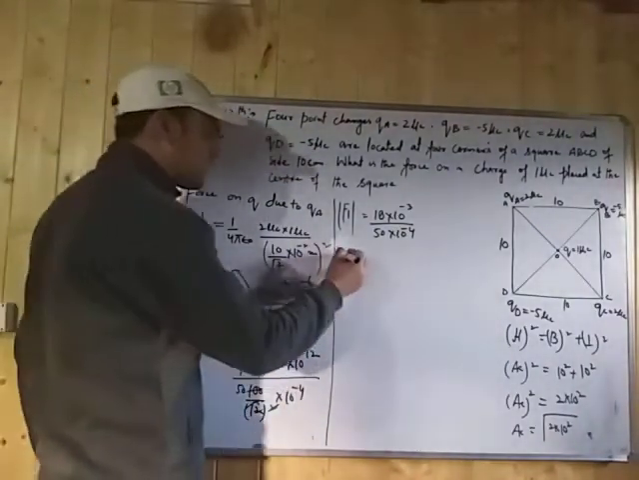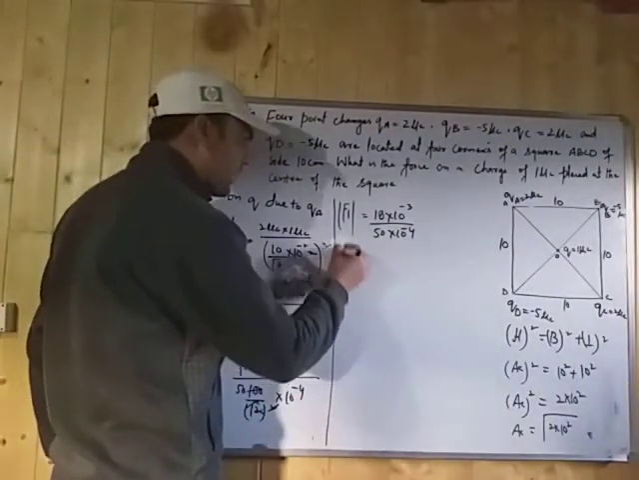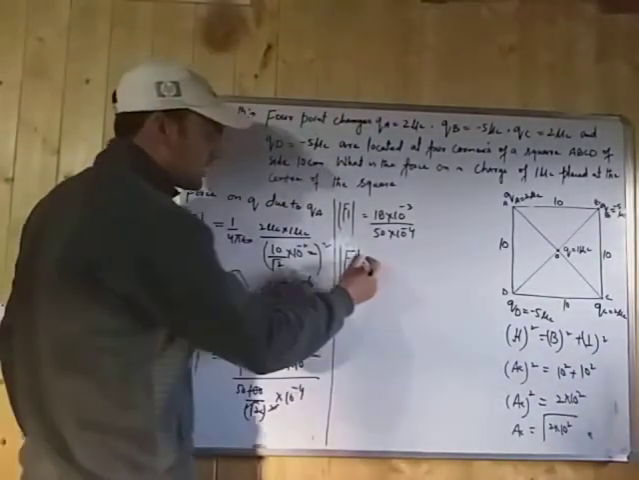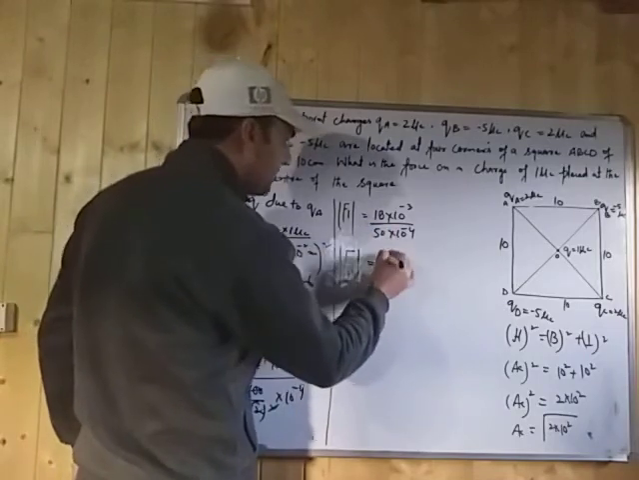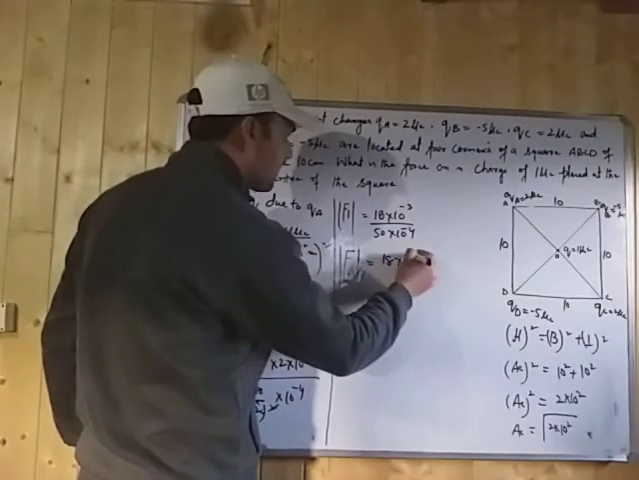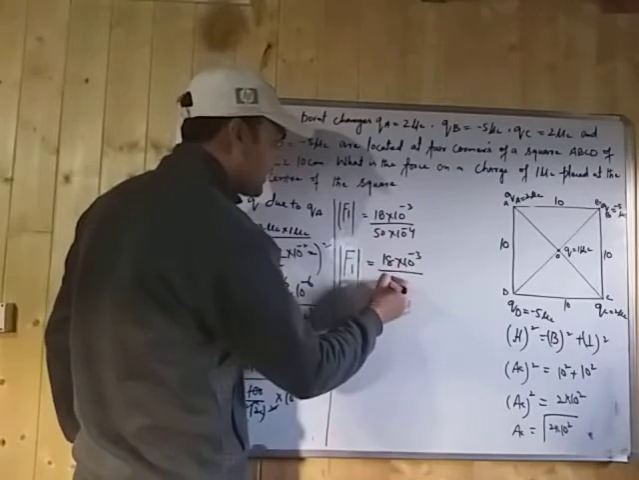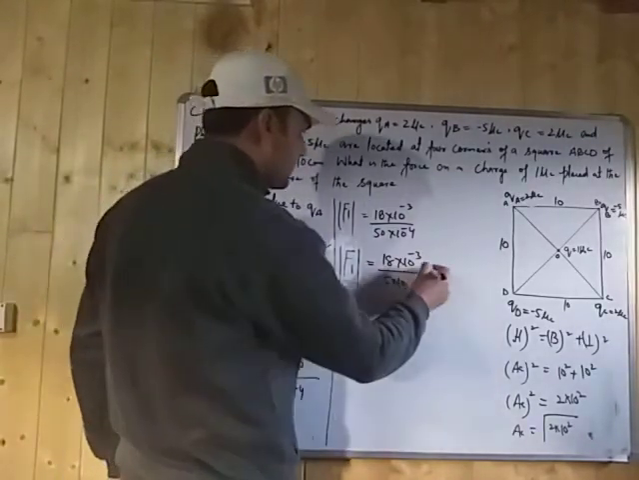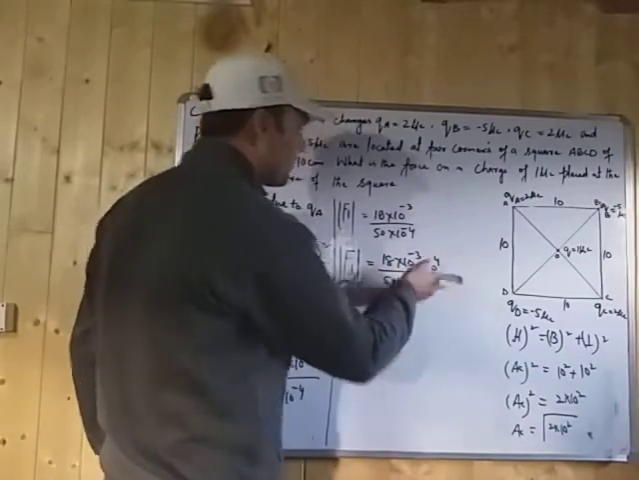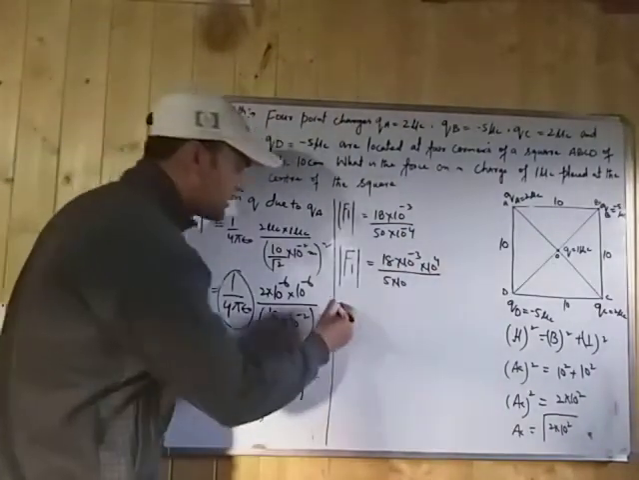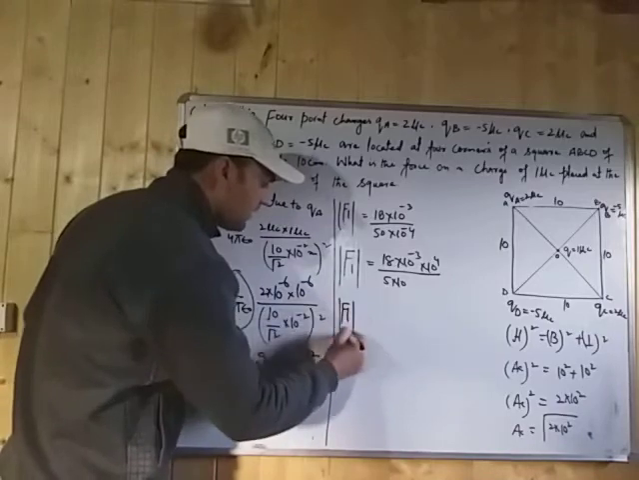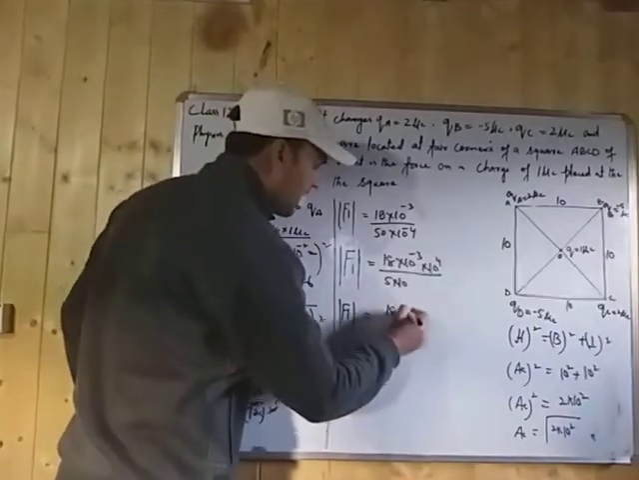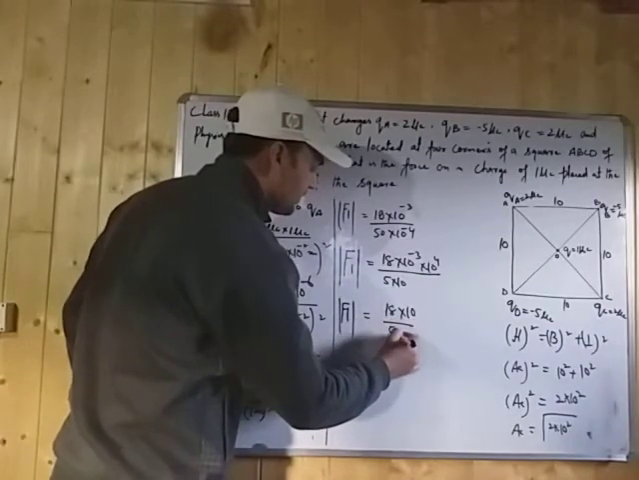Or we can write the force F1, the magnitude of force between these two point charges, is equal to 18 into 10 raised to power minus 3, divided by, I can write in this way, 10 into 10 raised to power 4, or we can write the magnitude of force F1 is equal to 18 into 10 divided by 5 into 10.